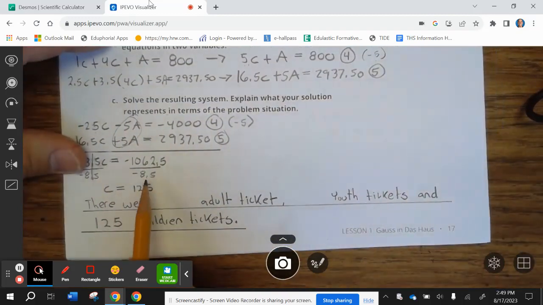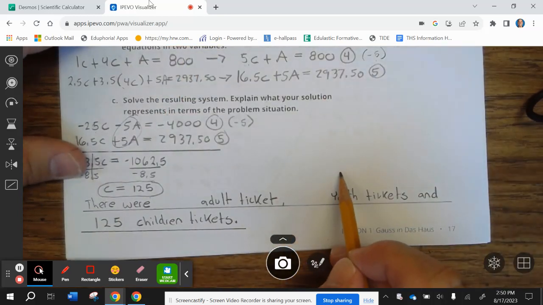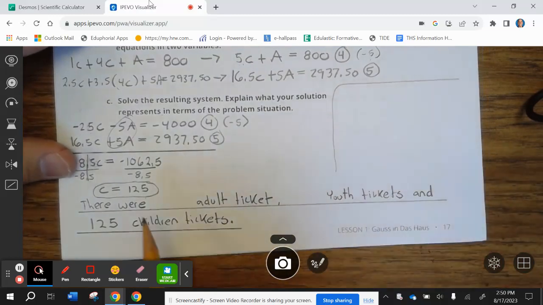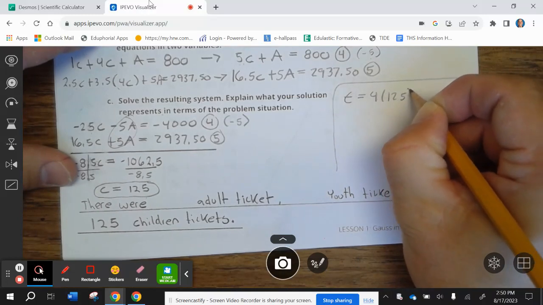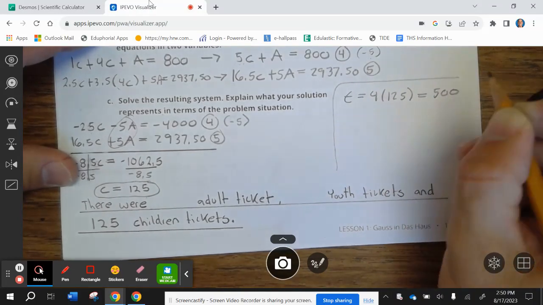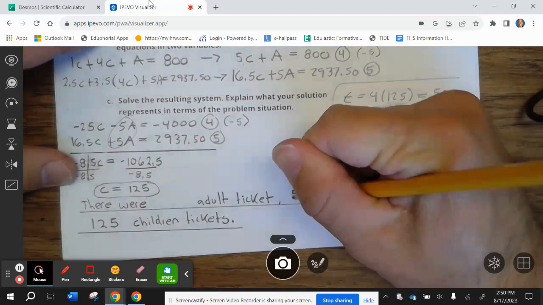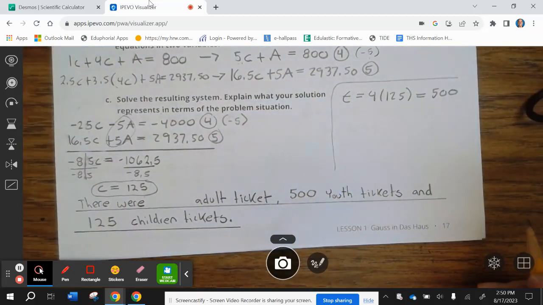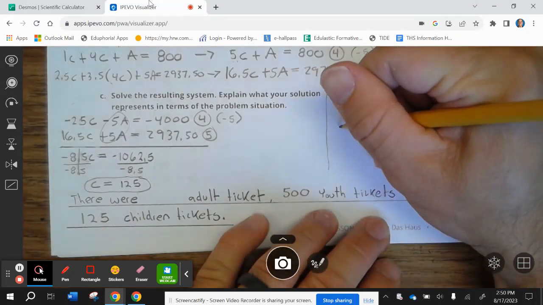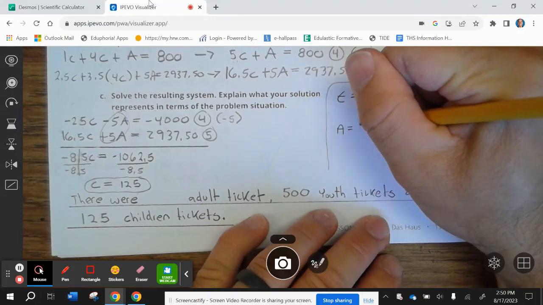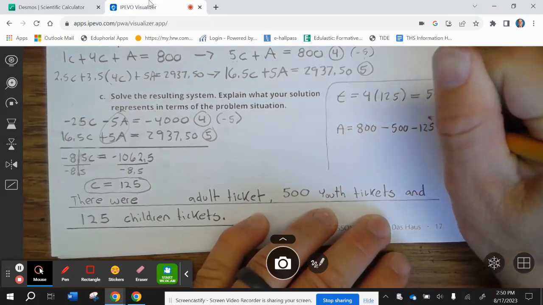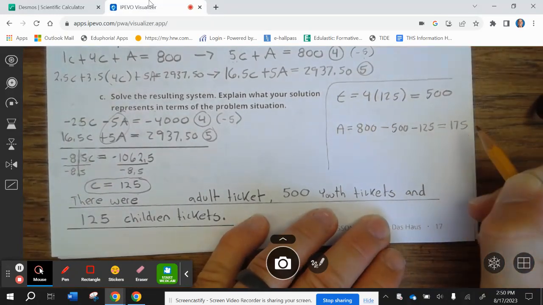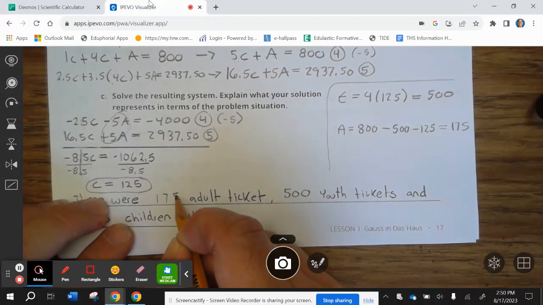Okay, now we can plug this into this equation. So T equals 4 times 125, which equals 500. So there are 500 youth tickets. Now we know there's a total of 800, so A equals 800 minus 500 minus 125, which equals 175. So there were 175 adult tickets.